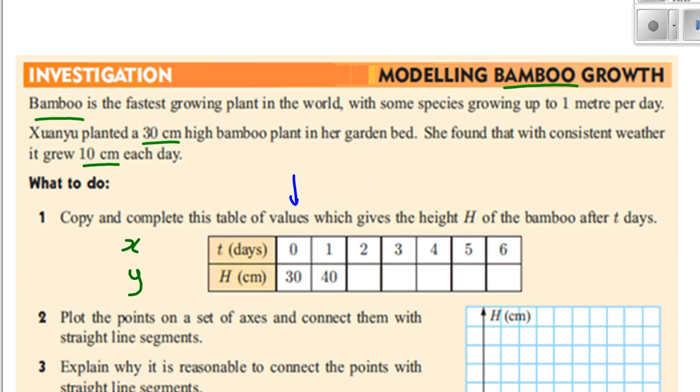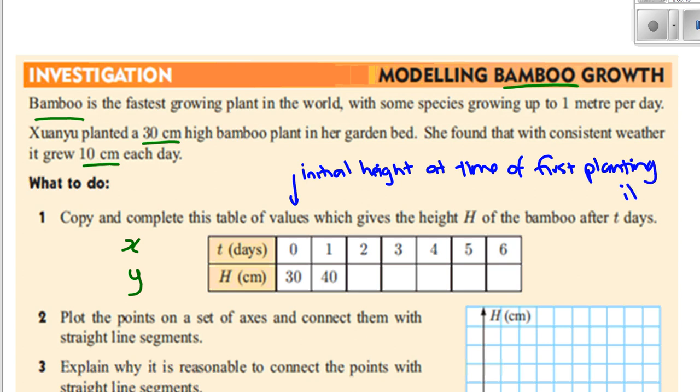This is the initial height at time of first planting it. That's kind of a weird way to word that. Feel free to word it in a much better way. So that's the initial height, just in case they ask you that.